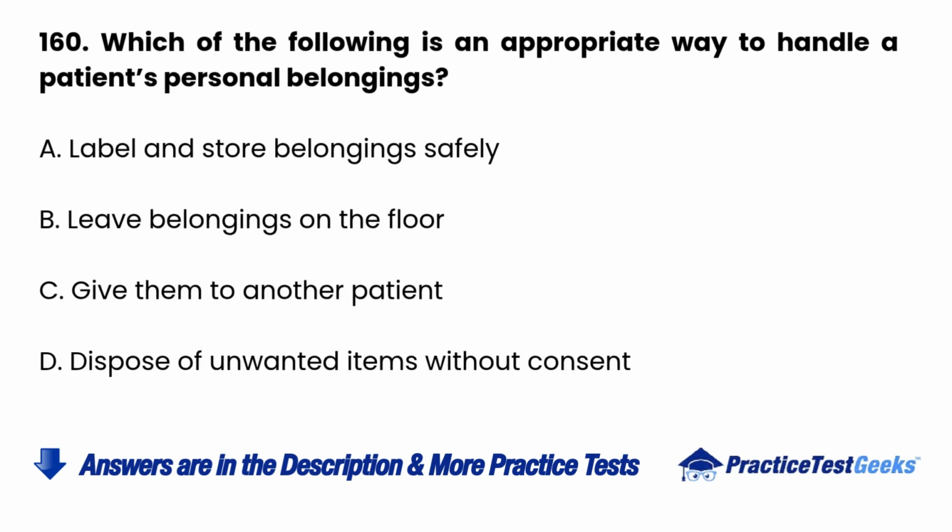160. Which of the following is an appropriate way to handle a patient's personal belongings? A. Label and store belongings safely. B. Leave belongings on the floor. C. Give them to another patient. D. Dispose of unwanted items without consent.